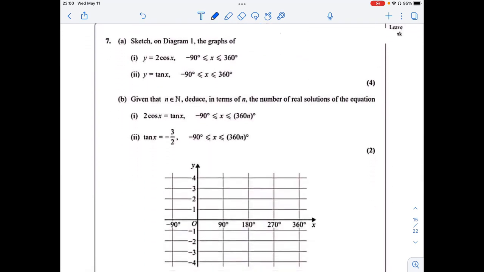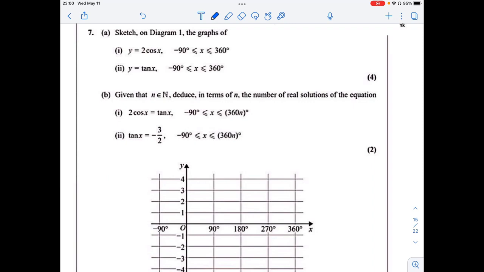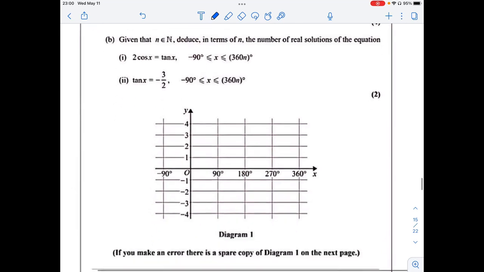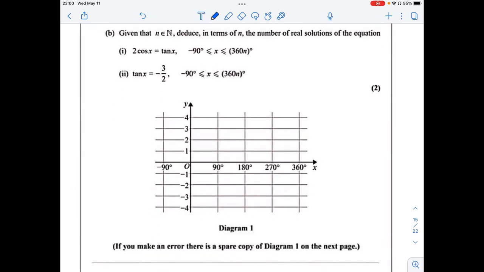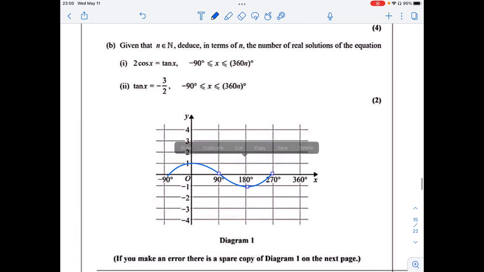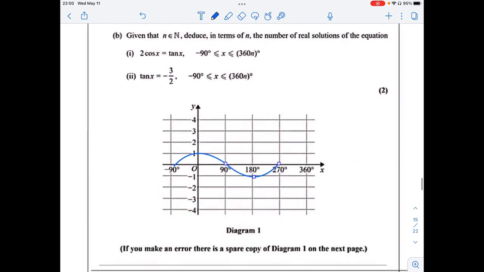Now coming to question number 7, sketch the diagram. On diagram 1, the graph of y is equal to 2 cos x between minus 90 and 360. Basically, if it is cos x, it has to be in this way. This should be cos x between minus 1 and plus 1. But what is this? It is 2 cos x.